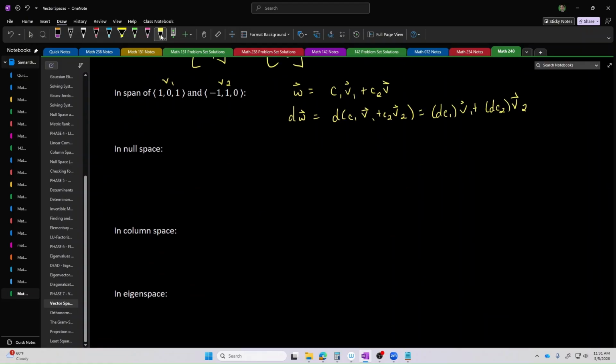Null space as well is closed under scaling. If you have a vector v in the null space and you scale that vector v by a value c, you can just factor that scalar out. And if you scale the zero vector by any value, the result of that is the zero vector. So that means cv is in the null space as well.